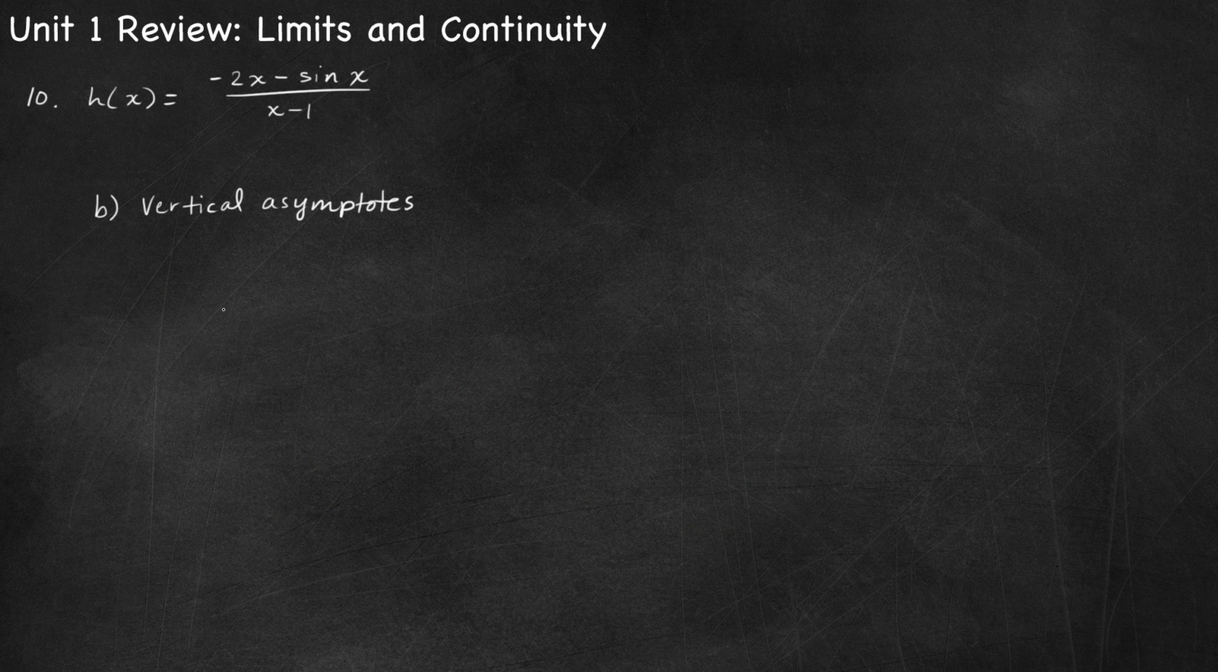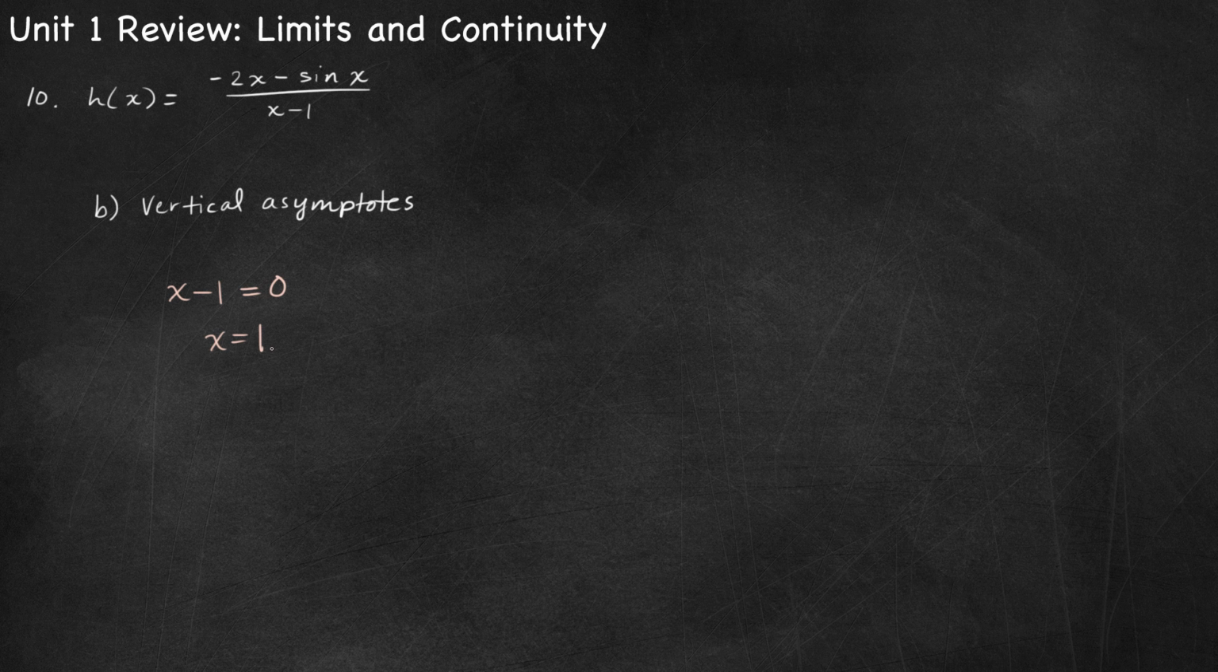Part B, identify any vertical asymptotes and justify their existence using a limit. So for a vertical asymptote, we want to see where our denominator is equal to 0. Our denominator is just x minus 1. So we set that equal to 0 and solve, we get x equals 1. Now we do need to check and make sure that the numerator is not also 0 when x is 1. If it is, then substitution there is giving us 0 over 0, and that's not going to be a vertical asymptote. That's going to be a removable discontinuity.